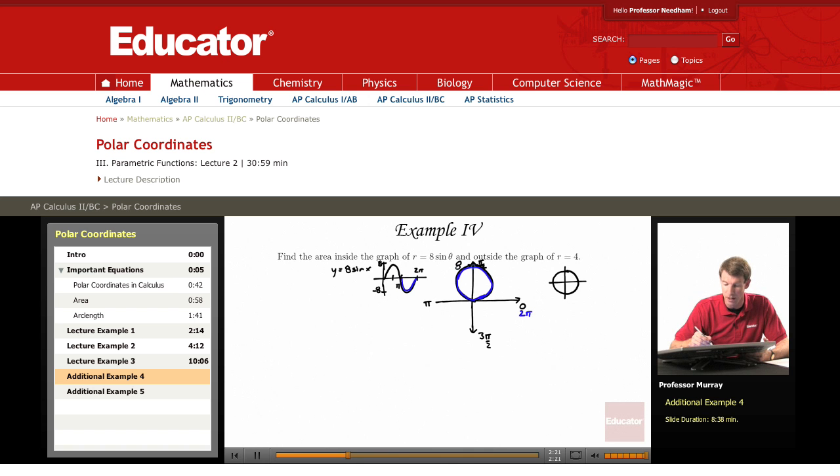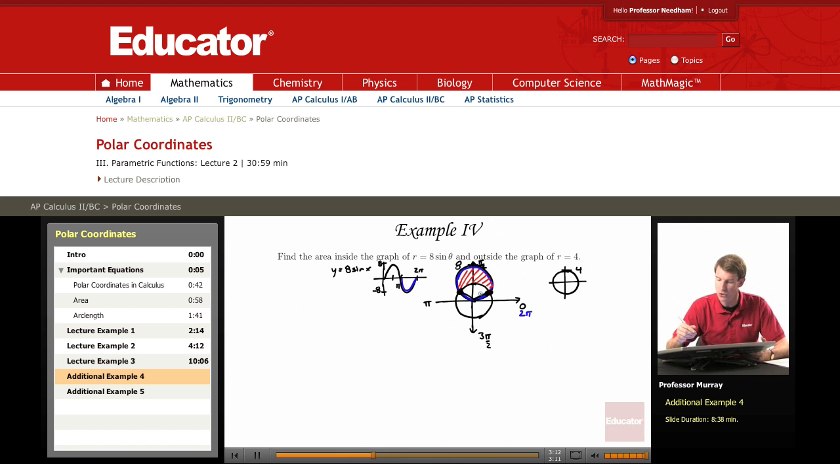Its intercept on the pi over 2 axis is 8. And I want to show those two graphs together. Remember, r equals 4 had a radius of 4. So let me put that graph on there. So we're actually looking at two circles here, and we want to find the area inside the graph of r equals 8 sine theta, outside the graph of r equals 4. So let me try to color that area in red. That's the area that we're trying to find, which means we have to figure out where those two graphs intersect and then integrate from one intersection point to the other.